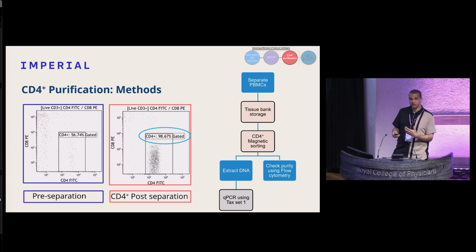Now moving on to the CD4 positive purification. We took the PBMCs stored in the tissue bank for these patients and CD4 positively magnetically sorted them. We checked the CD4 positive purity using flow cytometry, and then extracted the DNA from this CD4 positive enriched population, and then retested using the routine TAX set with qPCR.